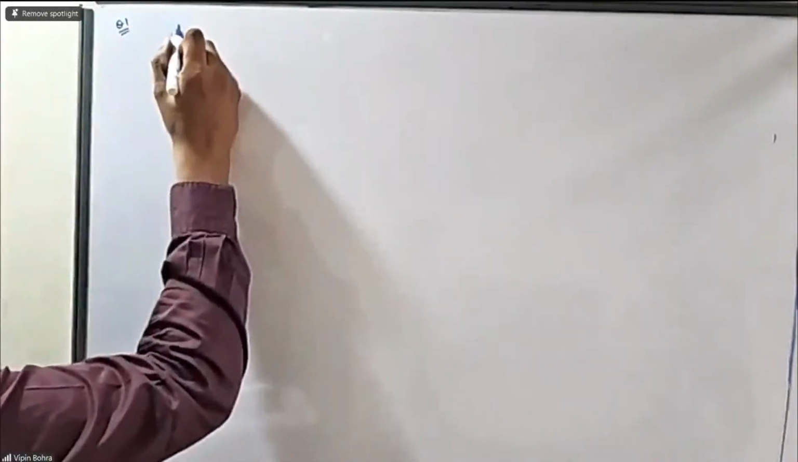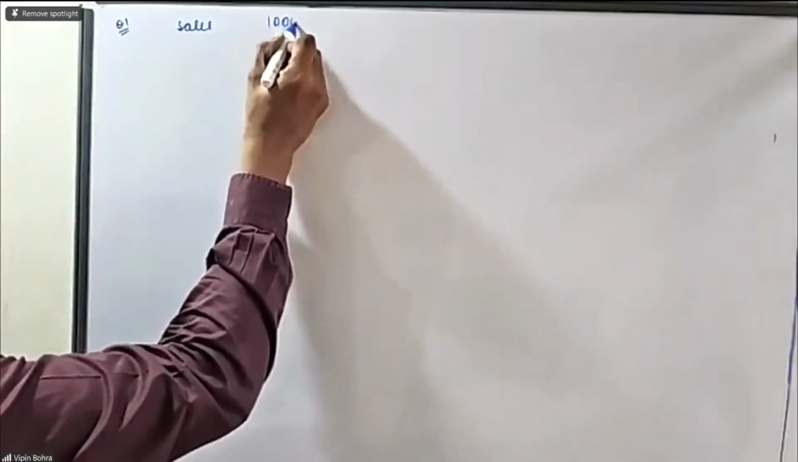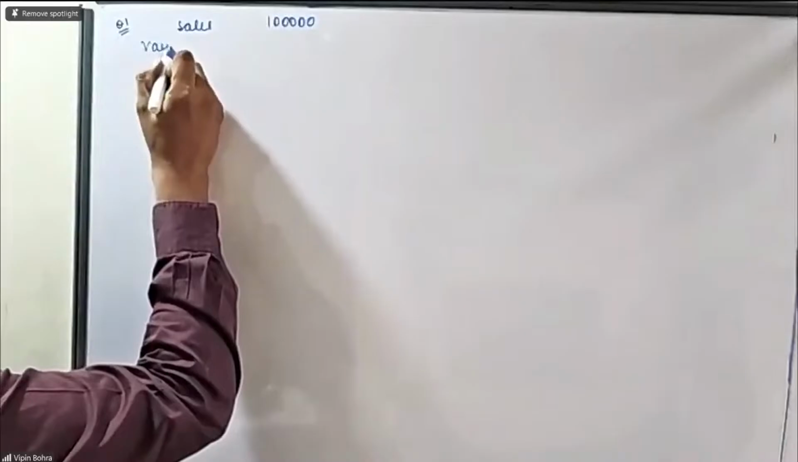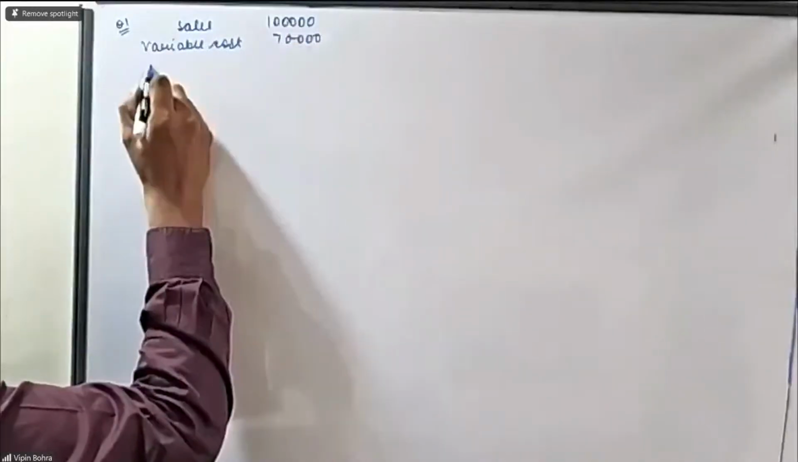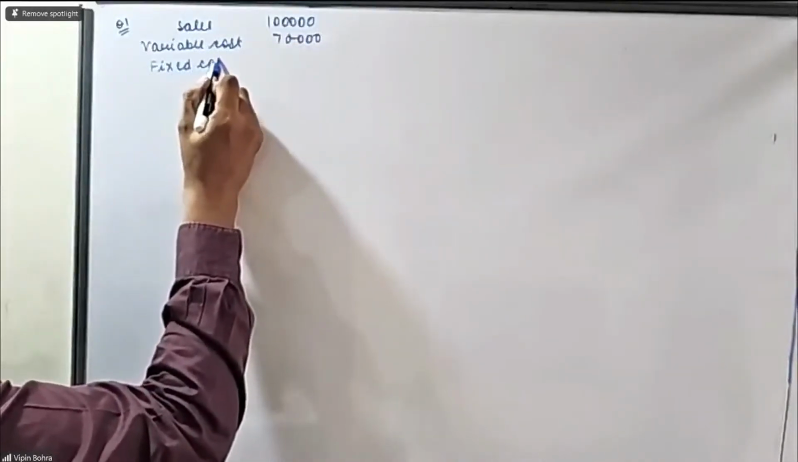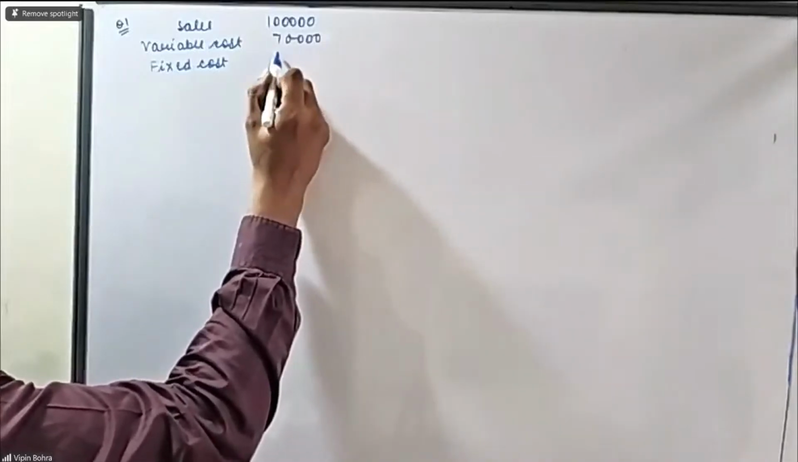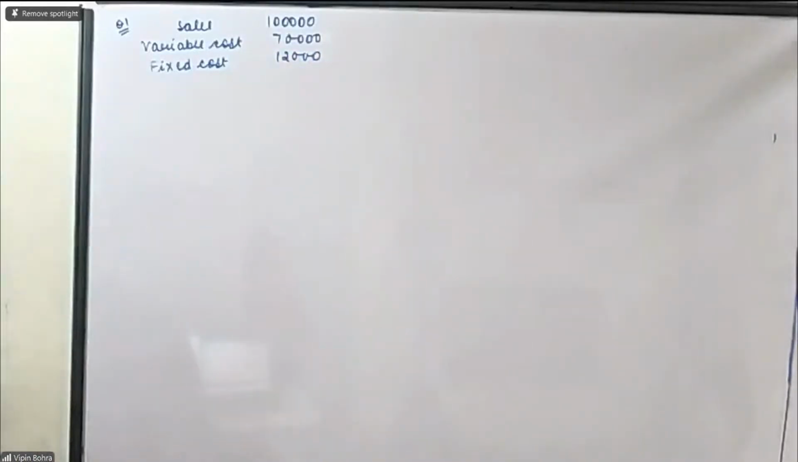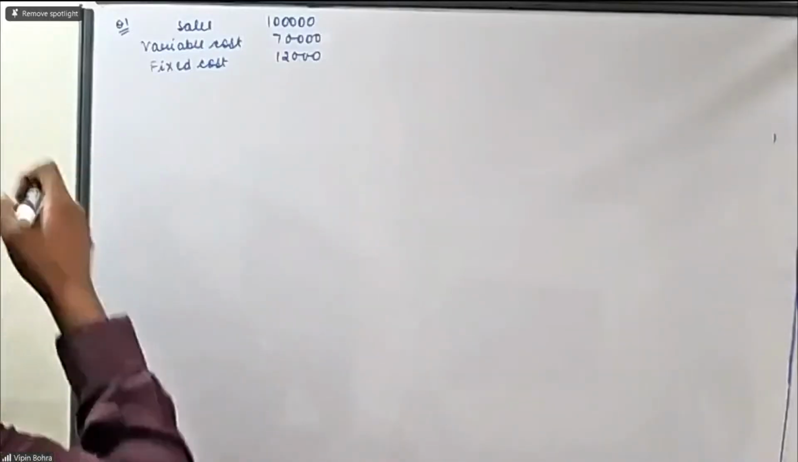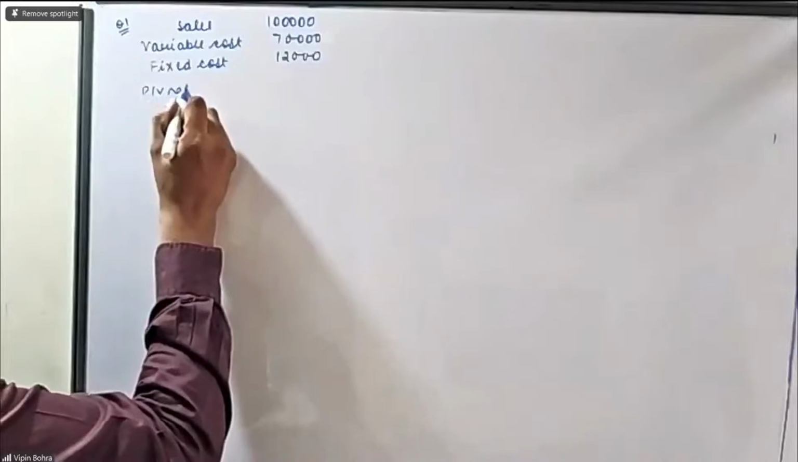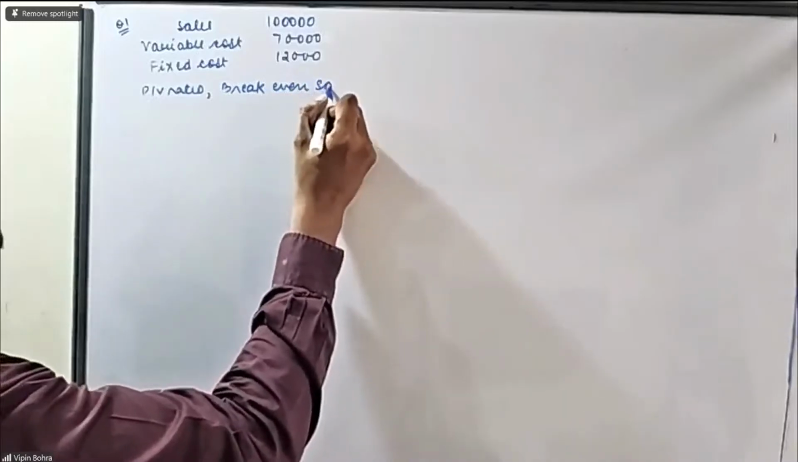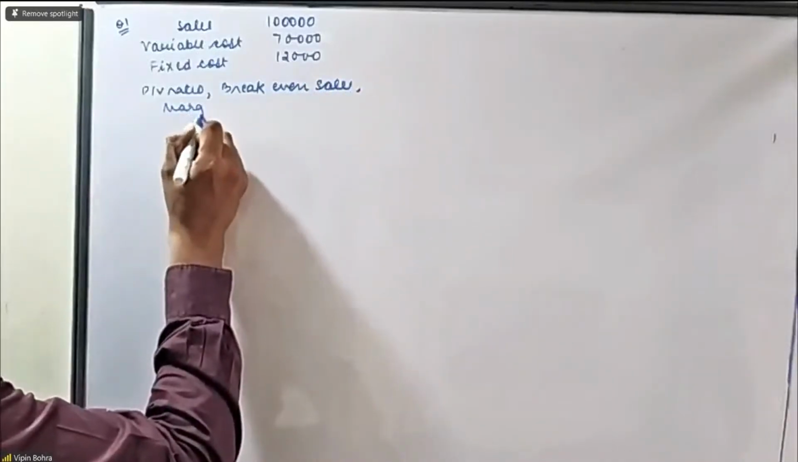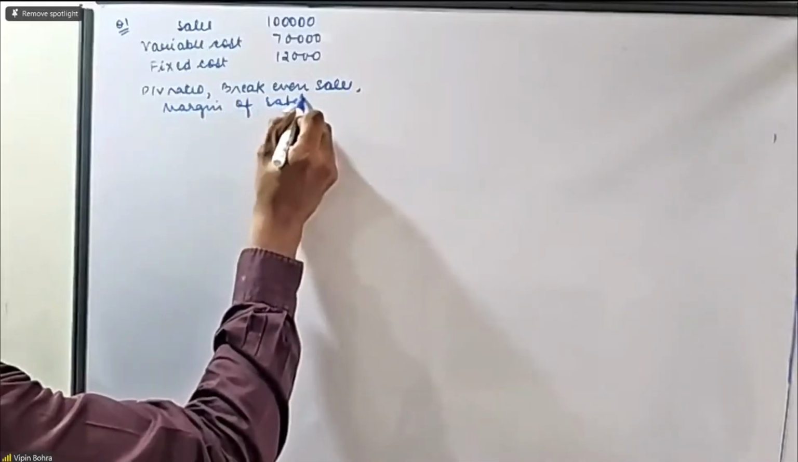Starting from a very easy question. Let's say my sales is 1 lakh. My variable cost is 70,000. My fixed cost is, let's say, 12,000. What will be the PV ratio, break-even sales and margin of safety? You can start posting your answers on question number 1.